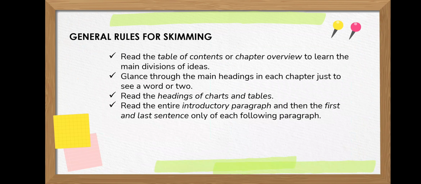So first, we have the general rules for skimming. Read the table of contents or chapter overview to learn the main divisions of areas. Glance through the main headings in each chapter just to see a word or two. Read the headings of charts and tables. Read the entire introductory paragraph and then the first and last sentence only of each following paragraph. So we have to take note of these in skimming.